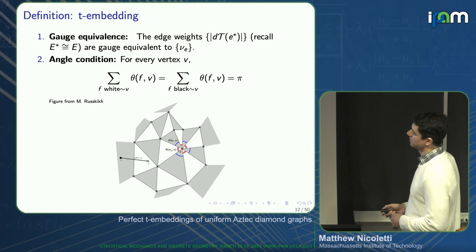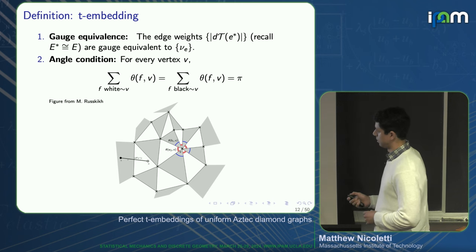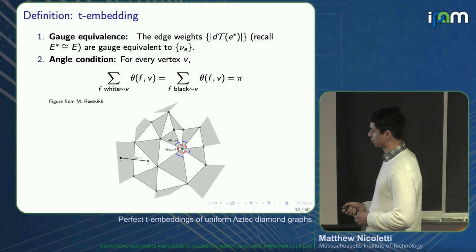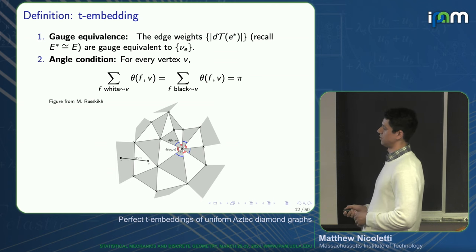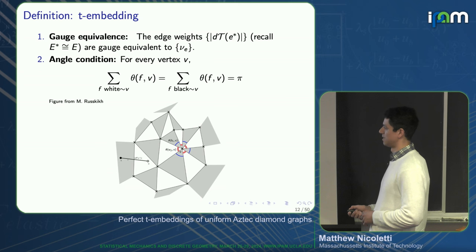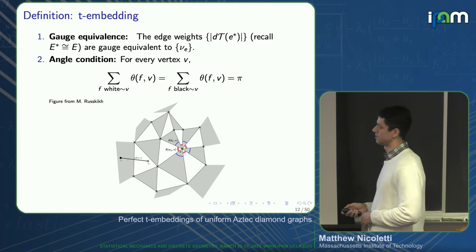Okay, so now I can define what a t-embedding is. A t-embedding is an embedding of the dual graph which satisfies the property that the lengths of dual edges give a set of edge weights which are gauge equivalent to the original edge weights on the bipartite graph. So this is an edge in the primal graph, and I take the length of the corresponding edge in the dual graph, and those should be gauge equivalent to the original edge weights. And also there's an angle condition. Around each dual vertex, the sum of angles around white faces should be pi. And similarly, because it's an embedded graph, the sum of angles around black faces should be pi. Okay, so that's what a t-embedding is.